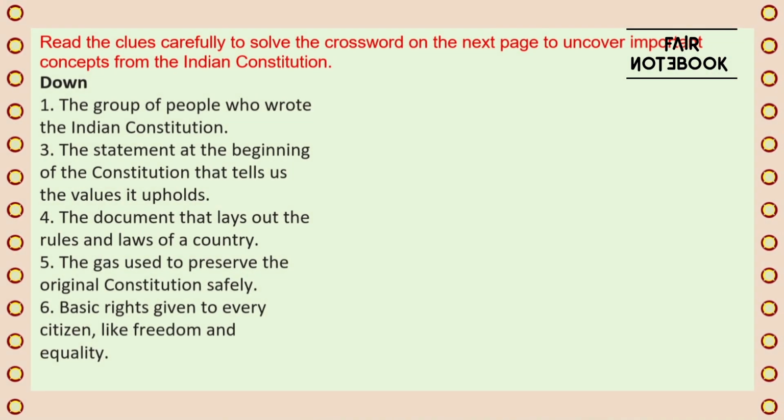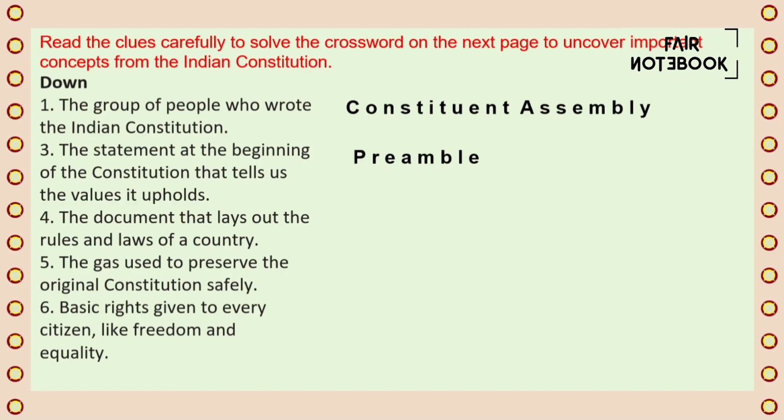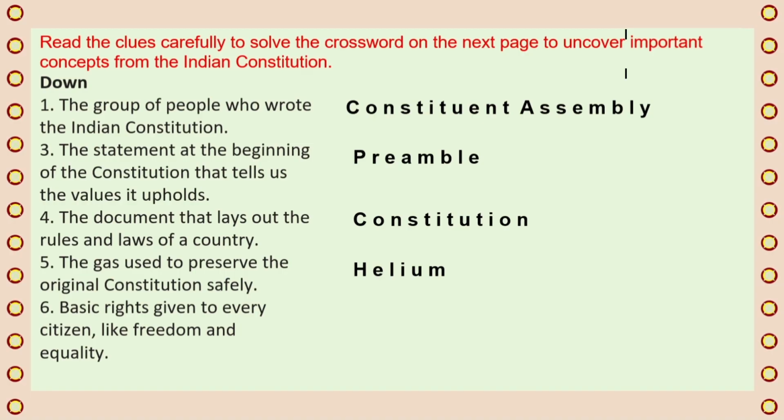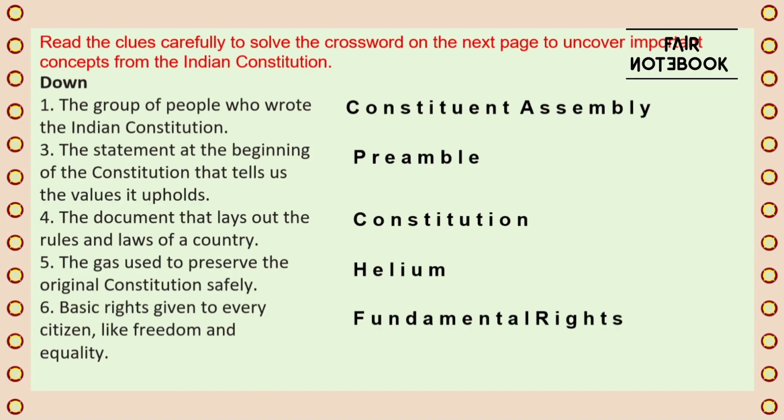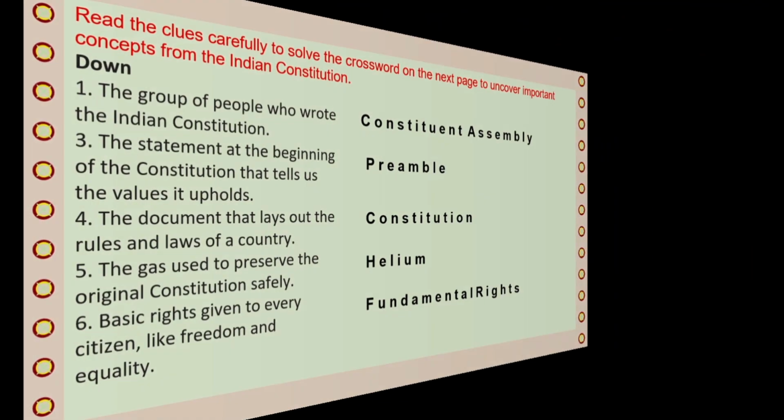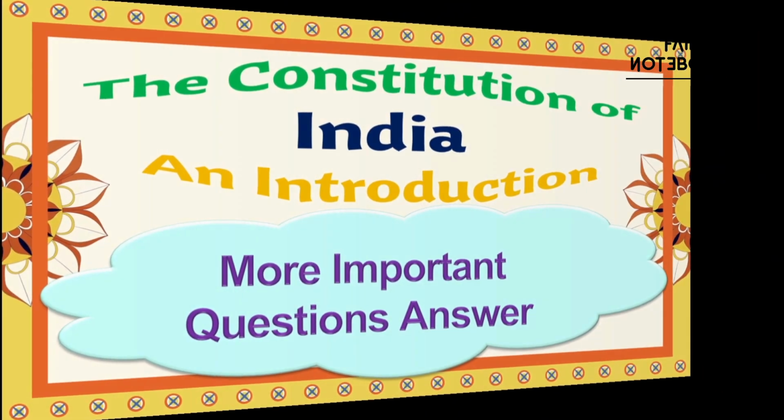Down: The group of people who wrote the Indian Constitution, Constituent Assembly. The statement at the beginning of the Constitution that tells us the values it upholds, Preamble. The document that lays out the rules and laws of our country, Constitution. The gas used to preserve the original Constitution safely, helium. Basic rights given to every citizen like freedom and equality, fundamental rights.